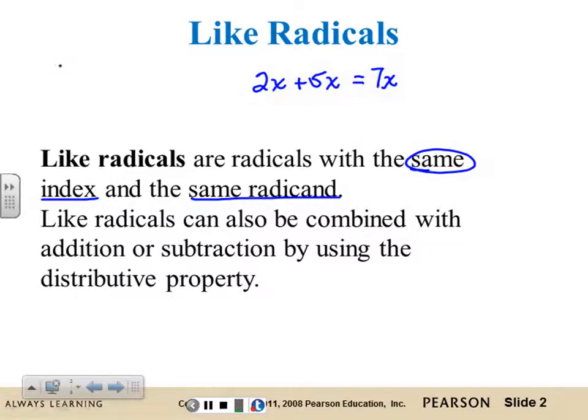With the radicals, you have to have the same radical and the same index. So notice I have 2 square roots of 3 plus 5 square roots of 3 is going to give me 7 square roots of 3. So it's the exact same concept as adding and subtracting like radicals, or like terms. You have to have like radicals as well.